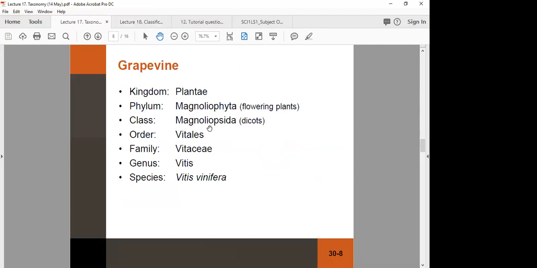Class Magnoliopsida, and this is where all the dicots are placed. So you might remember we mentioned the dicotyledons in one of our previous lectures. Order Vitales, family Vitaceae, genus Vitis, and species Vitis vinifera.